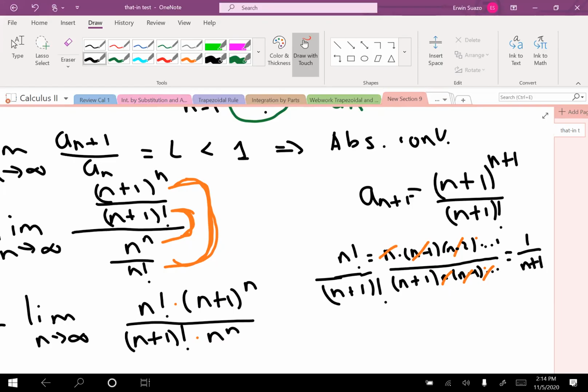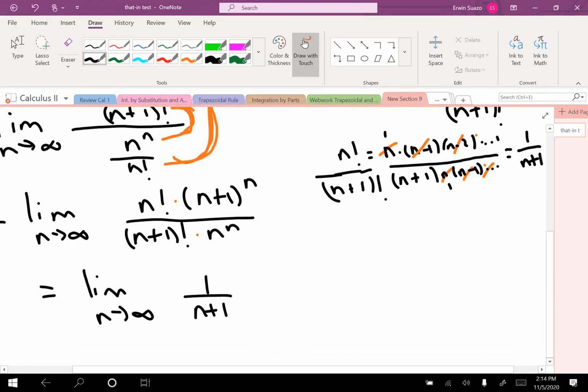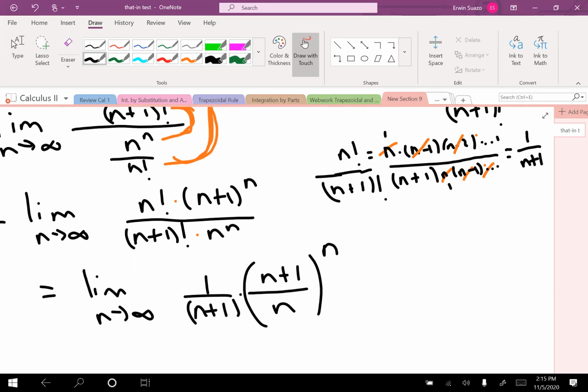Because this n cancels with this n, I just have 1 over n plus 1. So what I have is the limit as n goes to infinity of 1 over n plus 1, times n plus 1, and let me put it together, the whole thing to the n.